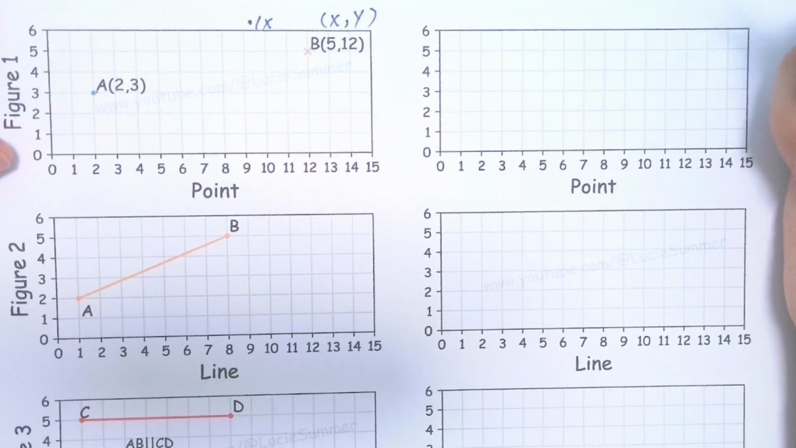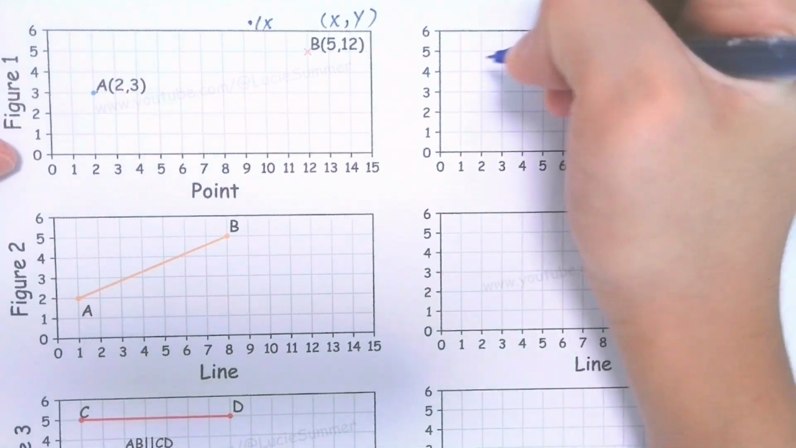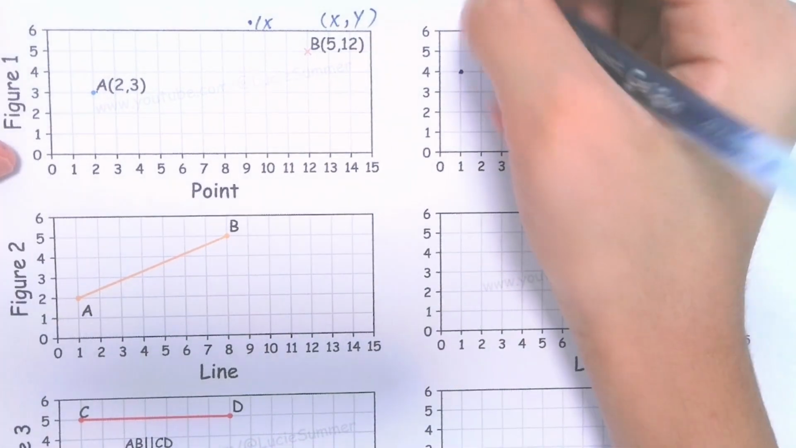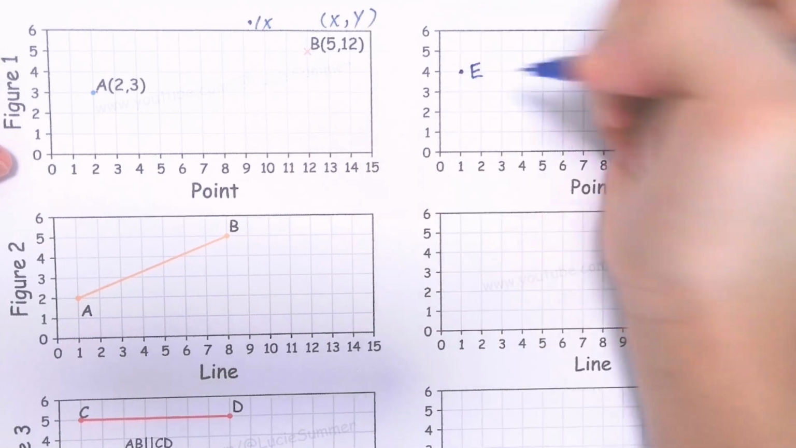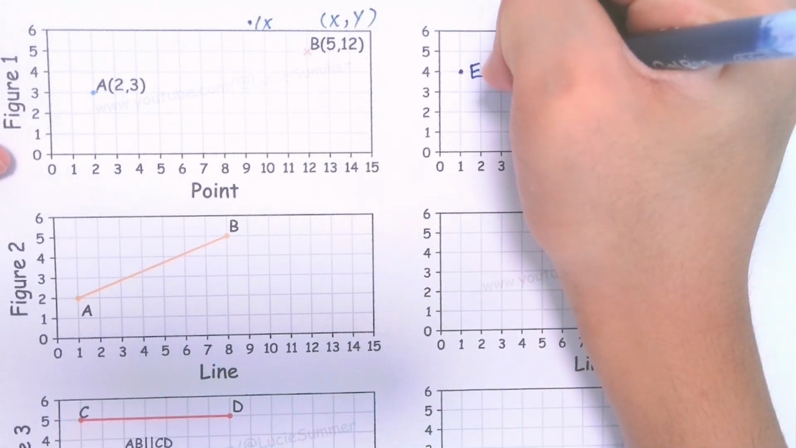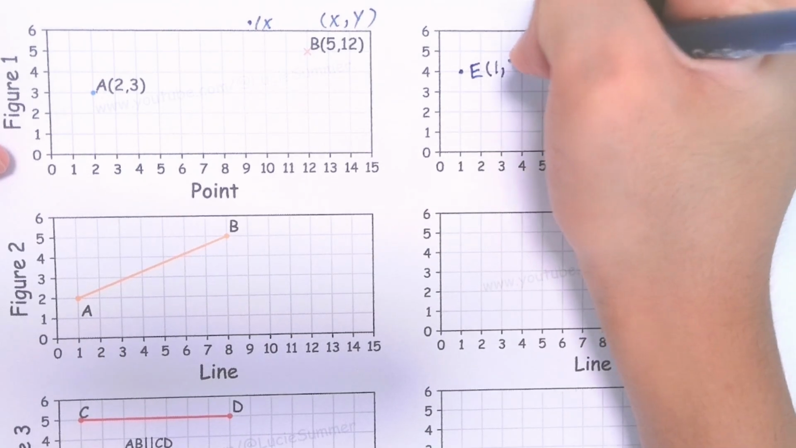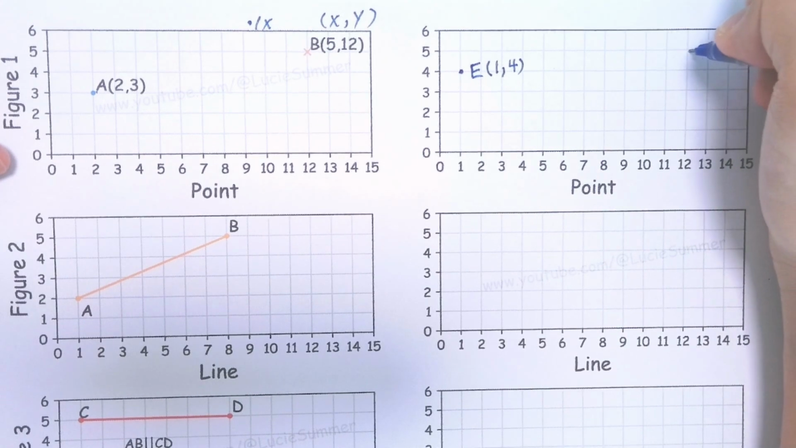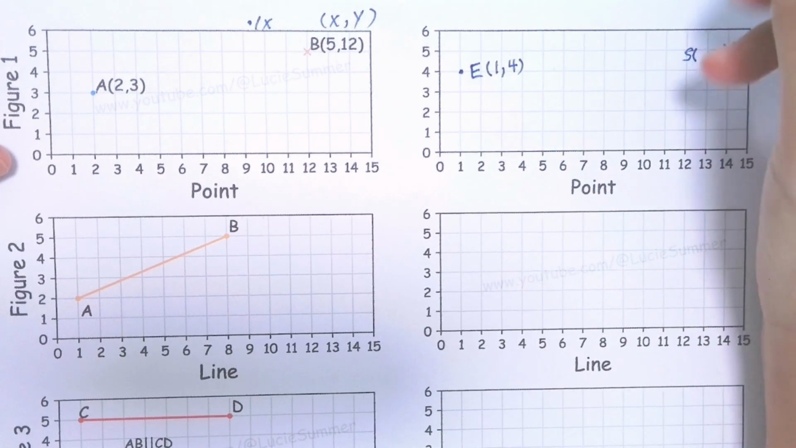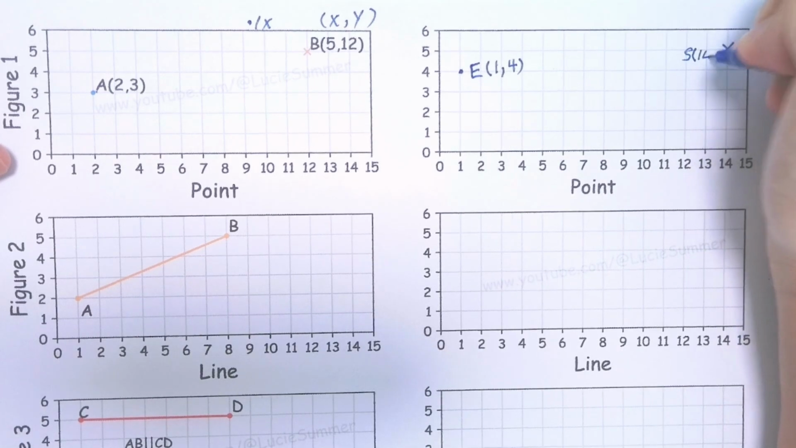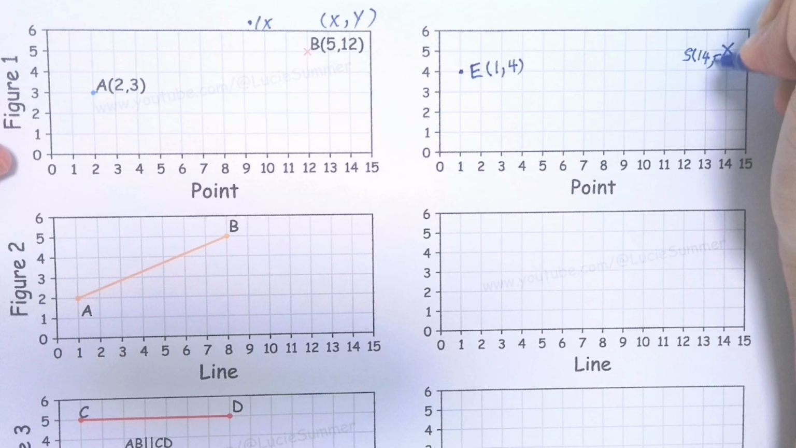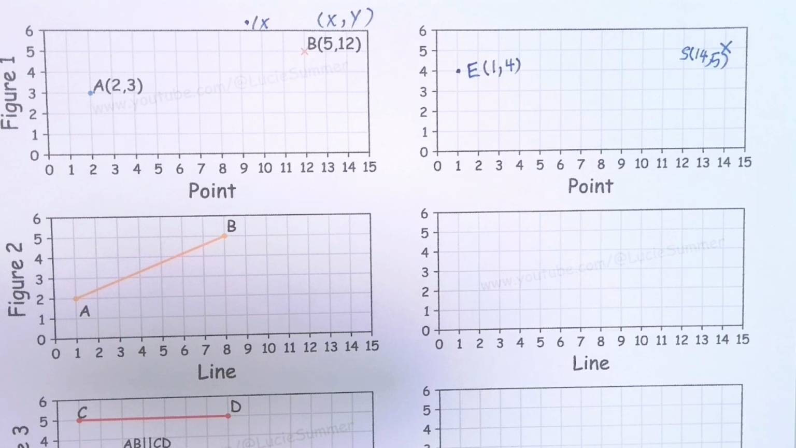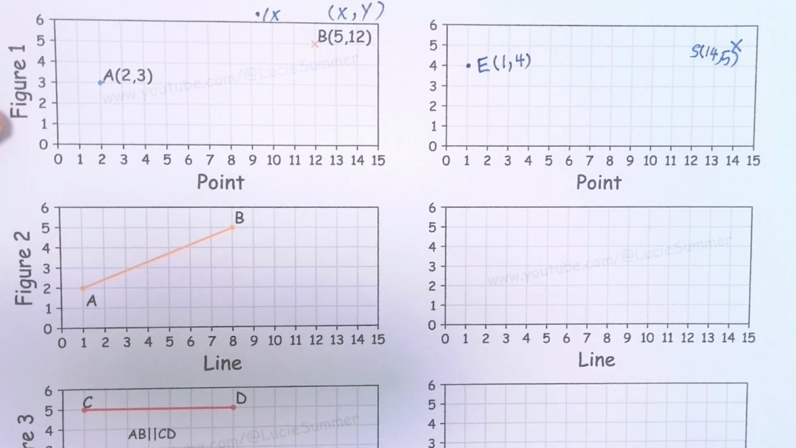Now, I'm going to draw some points for you guys to see. I will name this point E, (1, 4), and I will name this point S, (14, 5). Now we finish recapping all about points. Let's get started on other figures.